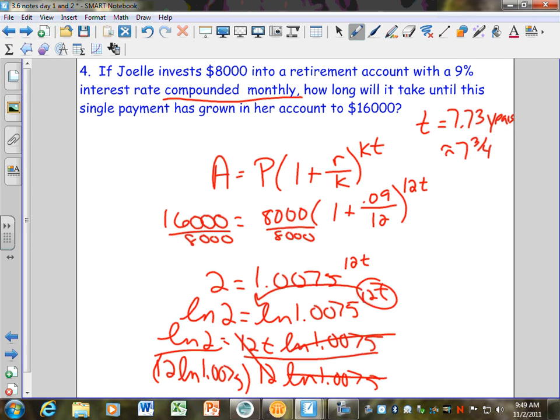So I believe in the book for this problem, they say that because it's compounded monthly, at what month is it going to happen? 7 years, 9 months.